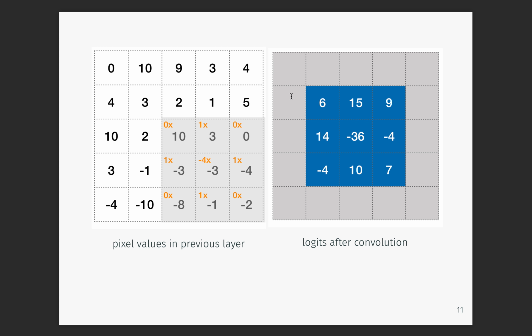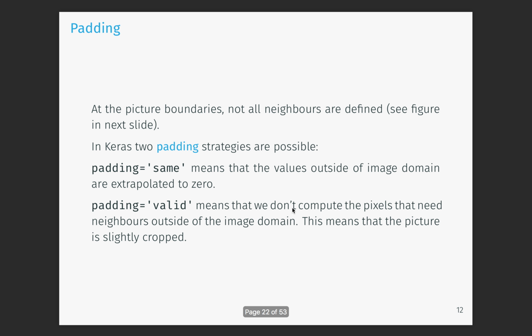Now note that I haven't computed the values on the edge of the frame here. That is because to compute, say, the value at the bottom left corner, I need to access neighbors that will be outside the range. If you look at the neighbor below, it is not defined, so it's outside the domain of the picture. You need to decide what to do at that point. Usually this is specified by what's called the padding in Keras, and the padding tells us what to do outside. How do you fetch data outside?